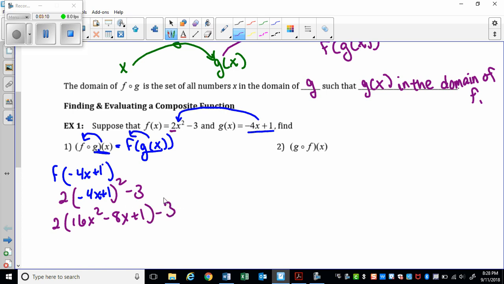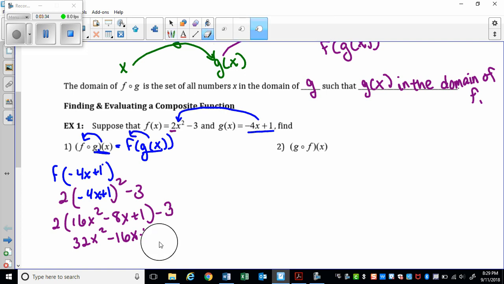I have to distribute this 2 first. The order does matter. So I'm going to get 32x squared minus 16x plus 2. And then minus 3. And I know that just becomes negative 1, right? So I'm just going to, oops, sorry. Minus 3. Negative 1. Alrighty. So this is f of g of x.